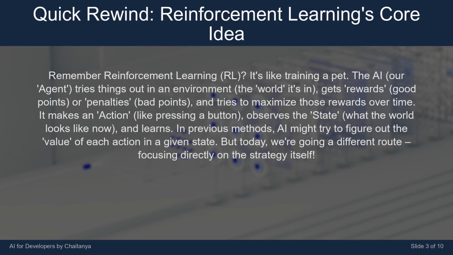Remember reinforcement learning, RL. It's like training a pet. The AI, our agent, tries things out in an environment. The world it's in gives rewards, good points, or penalties, bad points, and it tries to maximize those rewards over time. It makes an action, like pressing a button, observes the state, what the world looks like now, and learns. In previous methods, AI might try to figure out the value of each action in a given state. But today, we're going a different route, focusing directly on the strategy itself.